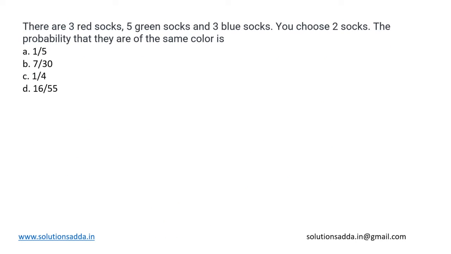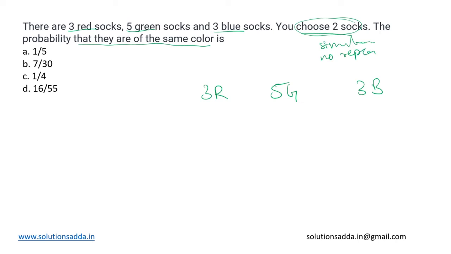This question is based upon probability. They are saying that there are 3 red, 5 green and 3 blue socks. So let us note them down: 3 red, 5 green and 3 blue socks. Among these we need to choose 2 socks and find the probability that they are of the same color. Now we need to assume that these 2 socks are picked up simultaneously and not one after another. So there is no replacement. We put in the hand once and we pick up 2 socks at the same time, and they need to be of the same color.